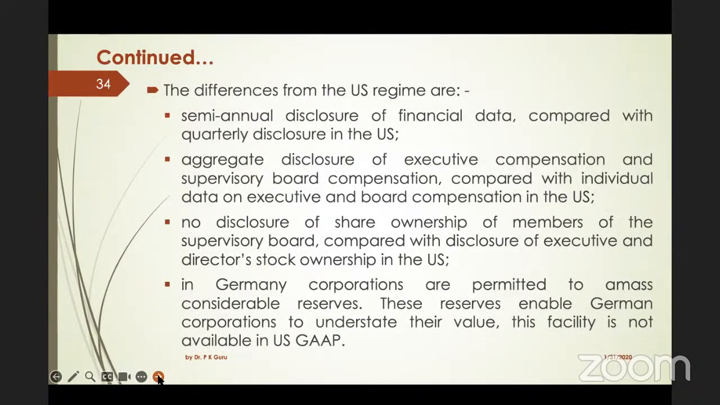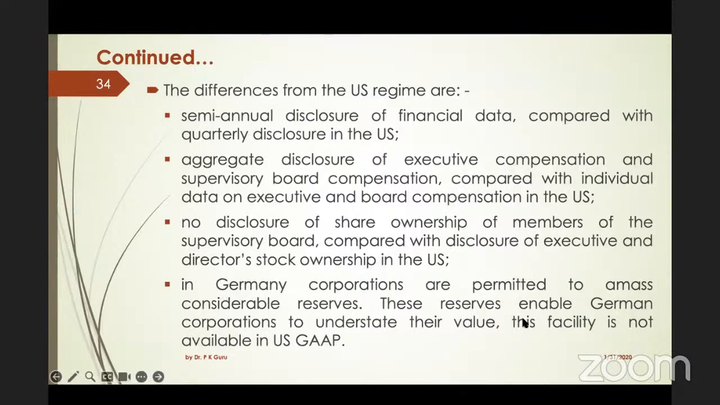The difference from the US system. Semi-annual disclosure of financial data compared with quarterly disclosure in the US, which is the same as in India. Aggregate disclosure of executive compensation and supervisory board compensation compared with the individual data on executive and board compensation in the US. In India and the US, we have to provide individual compensation of each director. No disclosure of share ownership of members of the supervisory board compared with the disclosure of executive and director stock ownership in the US. You need not give any disclosure; only if it is more than 5%, you can give. Otherwise, there is no need to give.